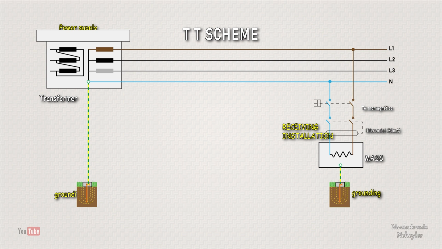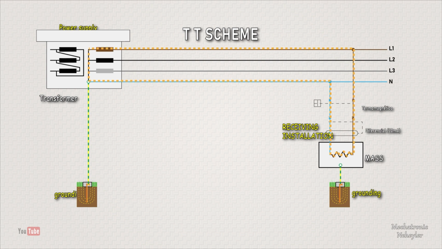In this scheme, the phase to ground fault currents may have values lower than the short circuit values, but they may be sufficient to cause the appearance of dangerous voltages. That is why, for this type of system, thermomagnetic protections are required that detect faults due to overload or short circuit, and differential protections that detect current leaks greater than the assigned value.